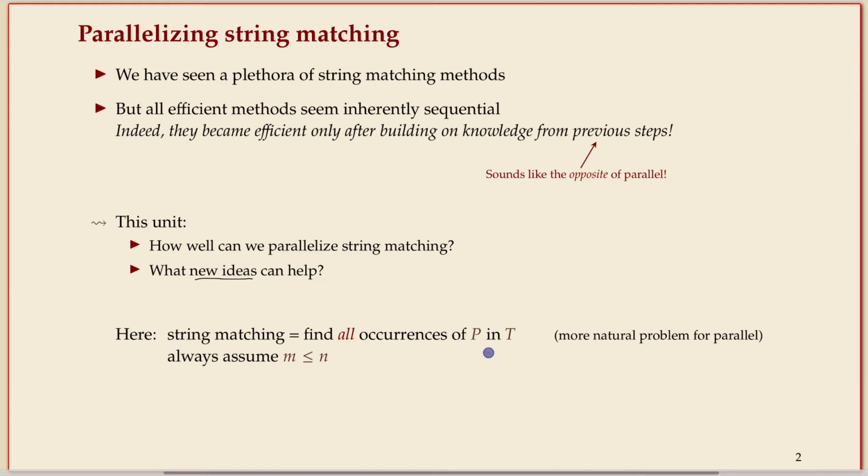And if you want, you can still find the first afterwards. But it seems in parallel there's not much you can gain from the fact that you want to find just one. Whereas in sequential, it was kind of natural to stop at the first. We'll also assume that the pattern is shorter than the text as before. Otherwise, you don't have to do much.